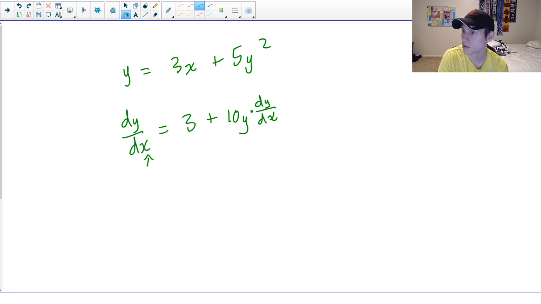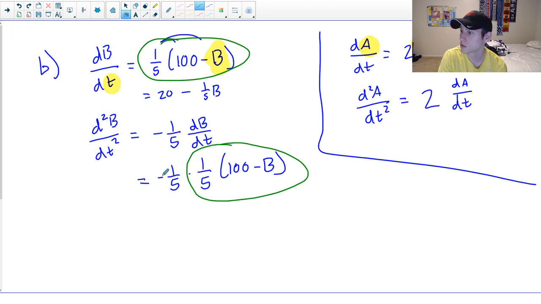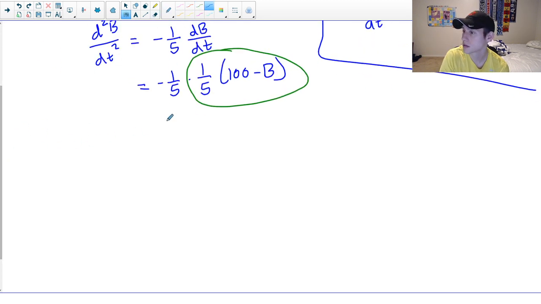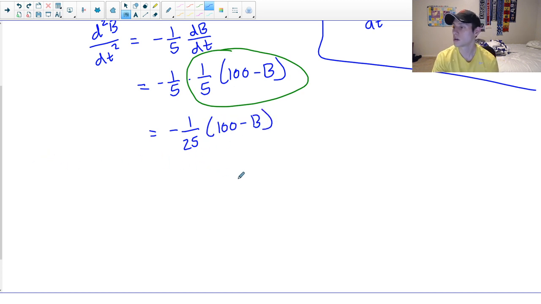Okay, that's exactly what we're talking about here with this equation. Negative 1/5 b, yeah, that derivative is negative 1/5, but then chain rule dB/dt. All right, which equals this. So let me simplify it. Negative 1/5 times 1/5, negative 1/25 times (100 minus b).